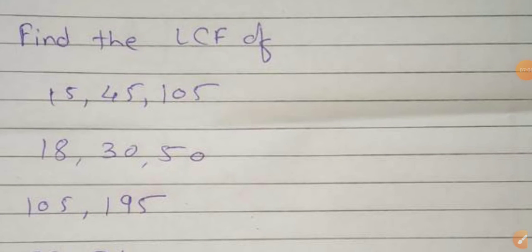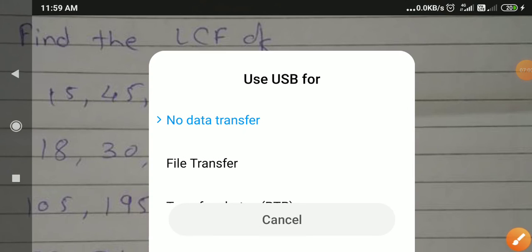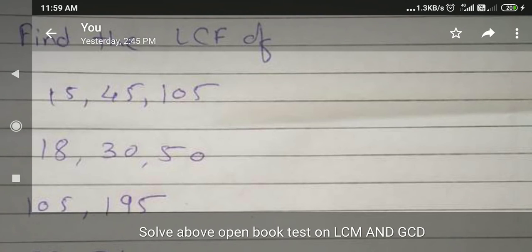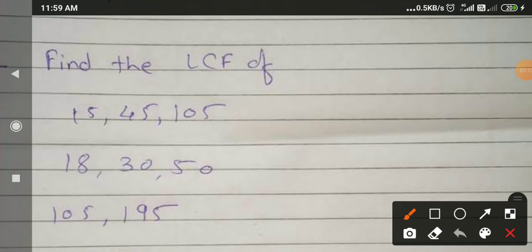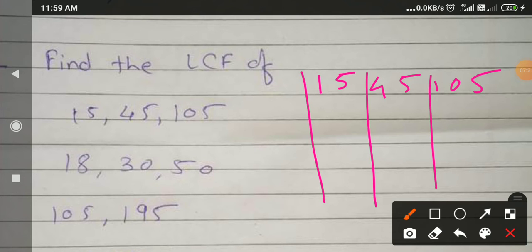Now we will see the next, that is how to find out the LCM of the numbers. LCM means, what I told you, the lowest common multiple. So I will first of all write here 15, 45 and 105. Again we have to find the factors. For finding the LCM, you know that these numbers are divisible by 5. So 5 3s are 15, 5 9s are 45, 5 21s are 105, and 5 1s are 5.